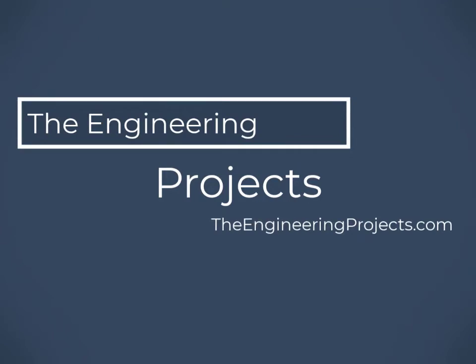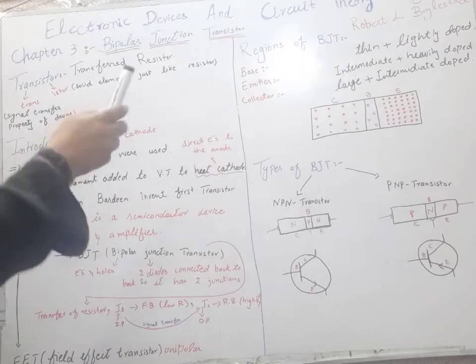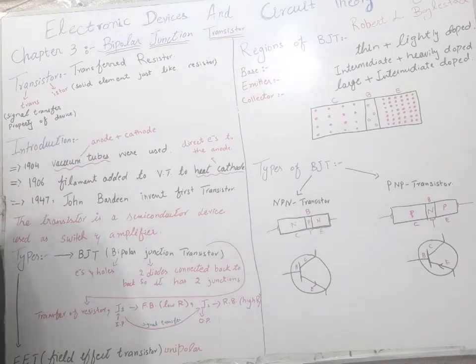We have started the series of electronic devices and circuit theory by Robert L. Boylestad. We have discussed two chapters in our previous lectures, and these chapters are about the semiconductor diodes and semiconductor diodes applications. Now, today we will discuss chapter number 3 and its name is bipolar junction transistor.